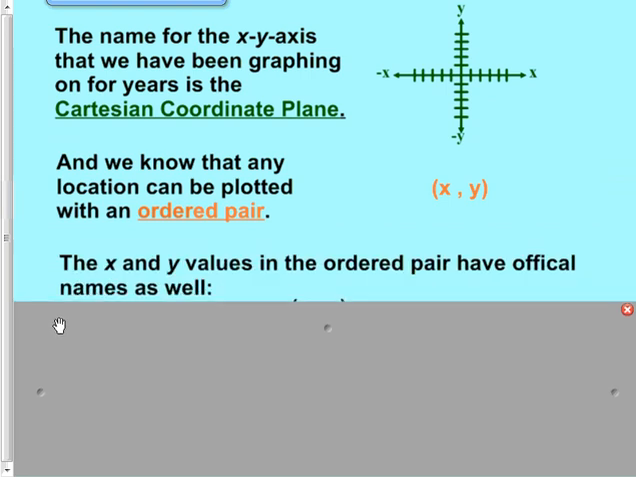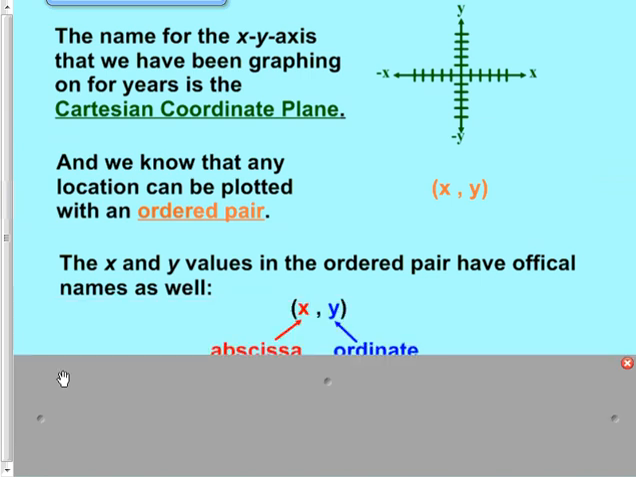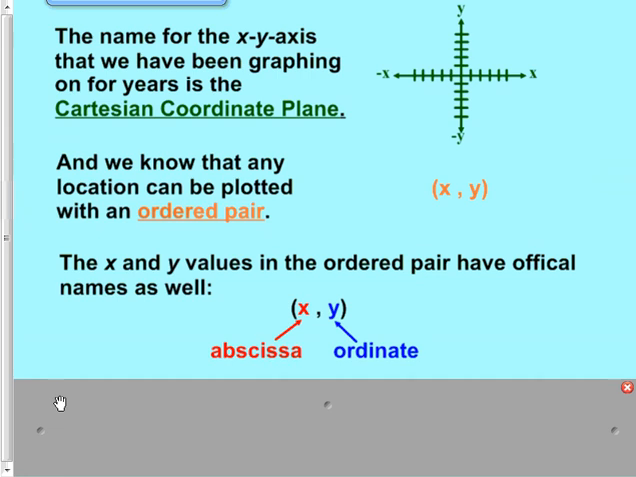Now, the x and the y values in the ordered pair have official names as well. And while you may be familiar with the first two terms, I find it unlikely that you have heard of the names for the actual x and actual y. Now, you've heard of terms like domain and range to describe x values and y values, but those aren't the names that these are actually referring to. Okay, the values x and y are actually called the abscissa and the ordinate.